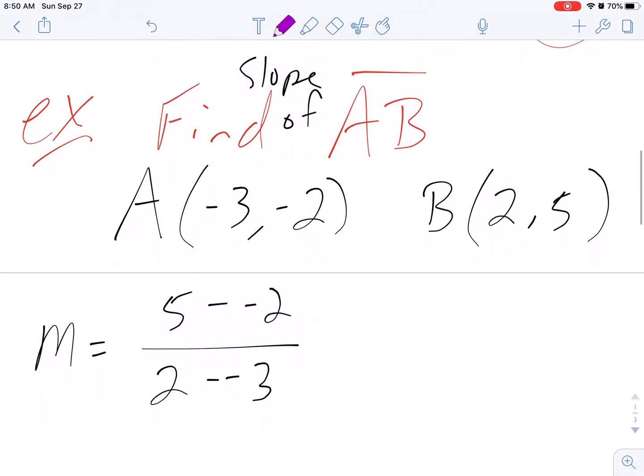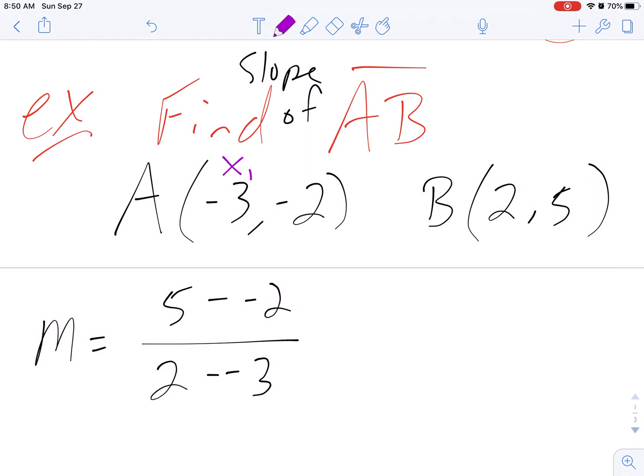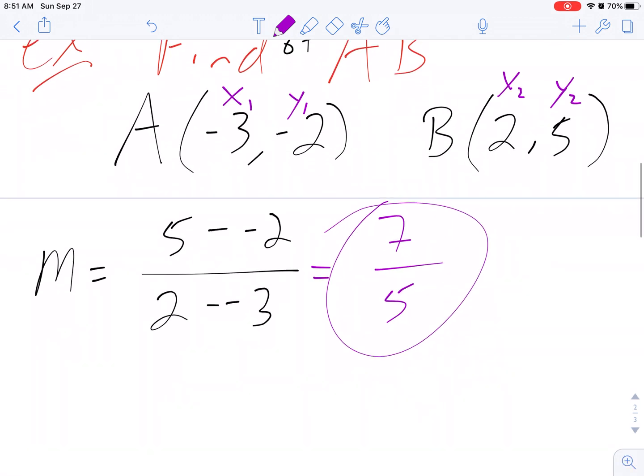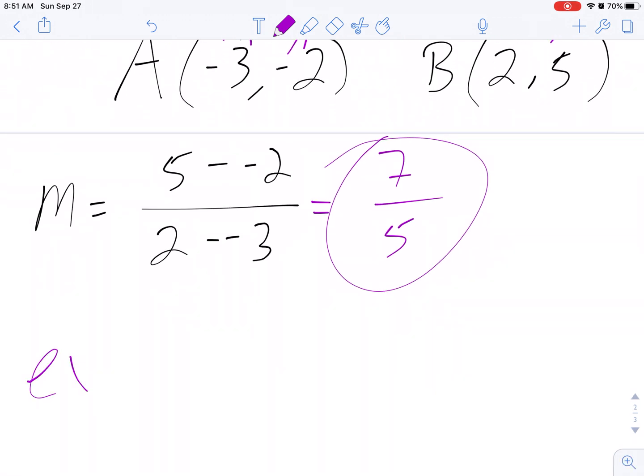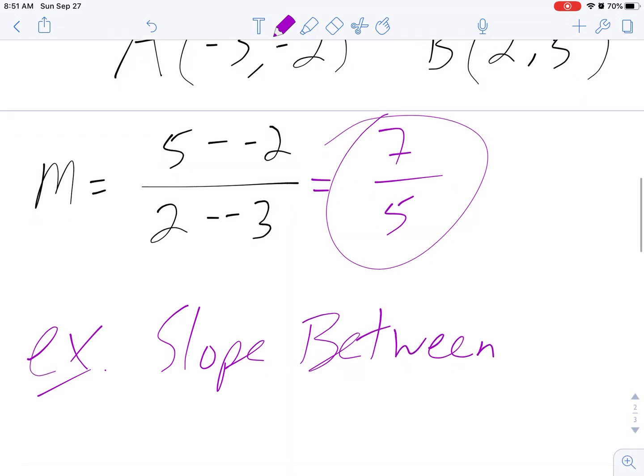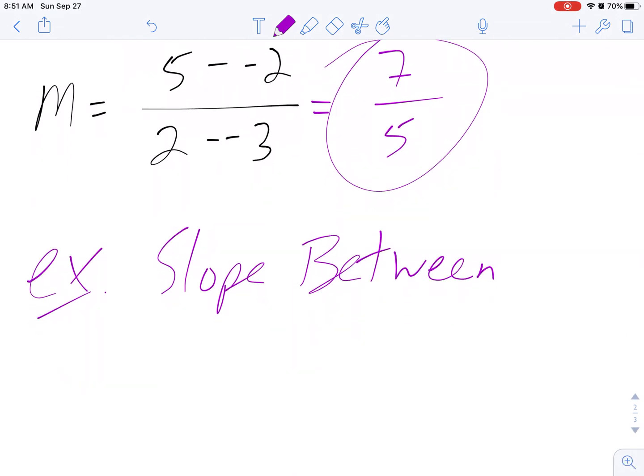And again, if you're new to this, it's okay to label, hey, this is my first point, this is my second point. That's why it has those little 2's and those little 1's. Then it's just a matter of doing the math, okay? For slope, usually it's preferable to leave it as a fraction. You'll see why in the next section. Decimals, like this one would be 1.4, I think, you can work with that, but fractions are better.